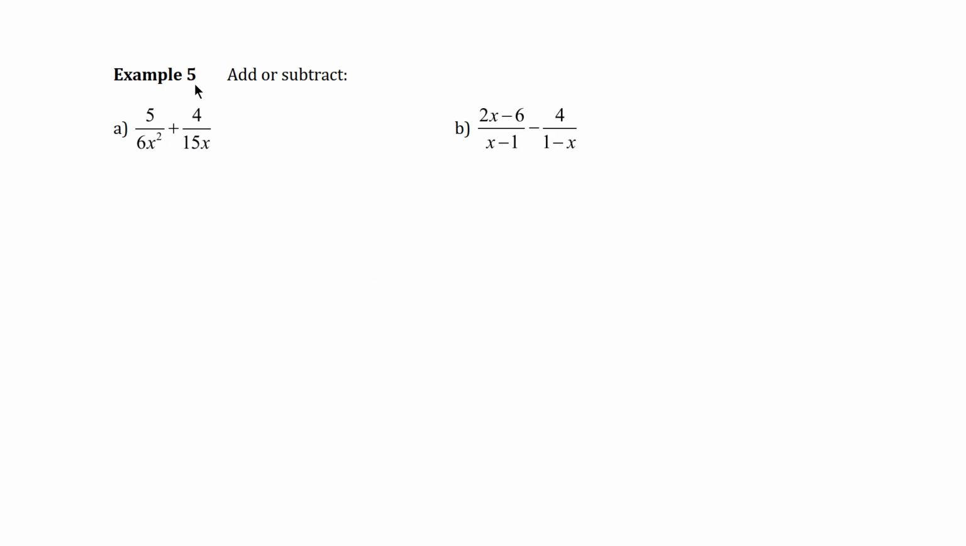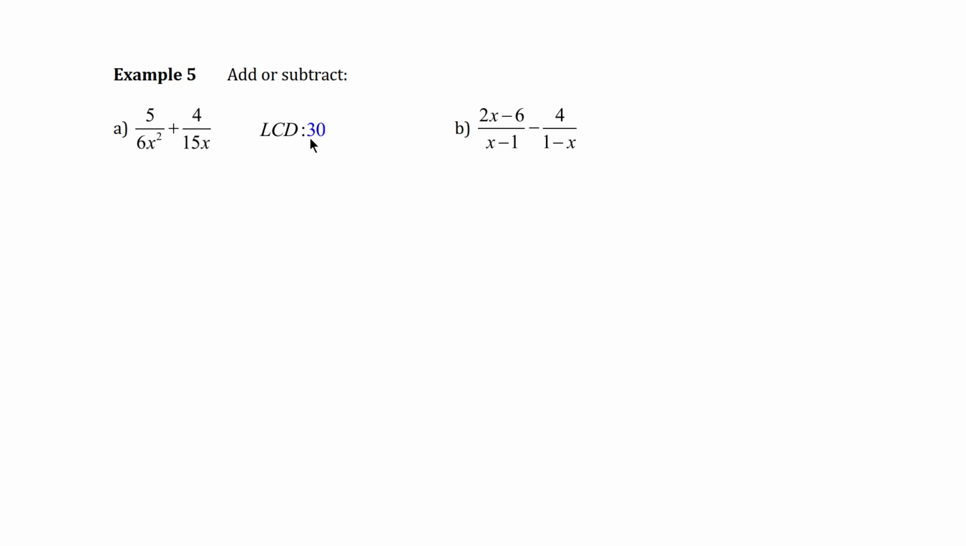In example number 5, add or subtract. For part A, we have 5 divided by 6x squared plus 4 divided by 15x. The first step is to find the LCD of the rational expressions. First, we look at the coefficients. We have 6 and 15. We take the larger coefficient 15 and see if 6 divides evenly into 15. 6 does not divide evenly into 15, so we take the next multiple of 15, which is 30. Because 6 divides evenly into 30, we use 30 as part of our LCD.